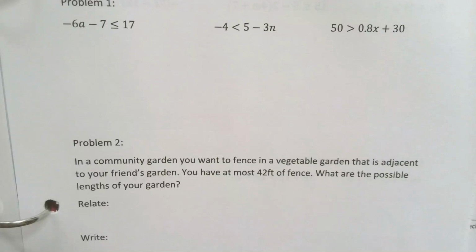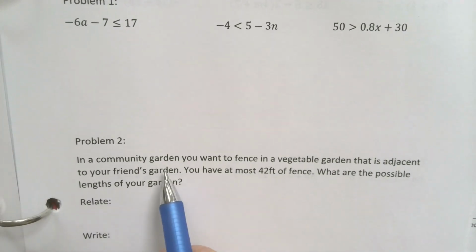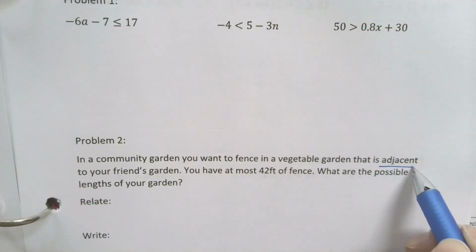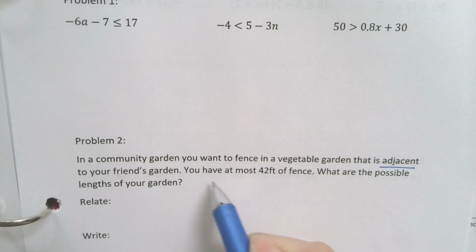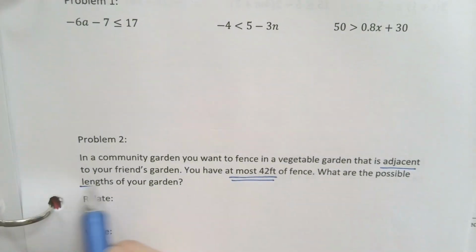This is part 2 of lesson 3-4. We're going to do the word problems and we're going to do what's called special solutions. So I'm going to start here where it says, in a community garden, if you want to fence in a vegetable garden that is adjacent to your friend's garden, you have at most 42 feet of fence. What are the possible lengths?